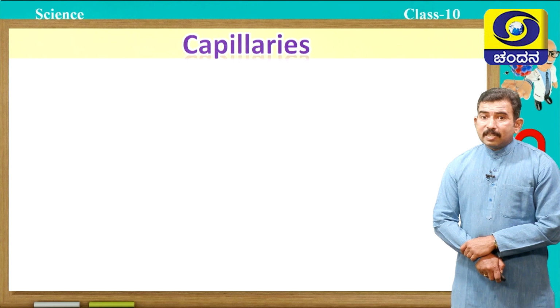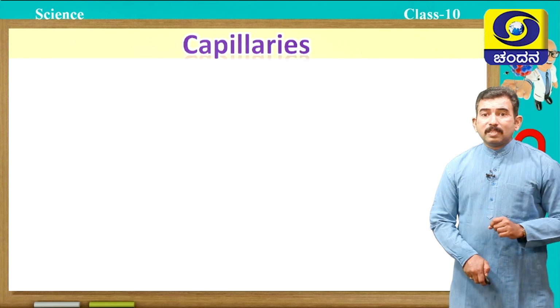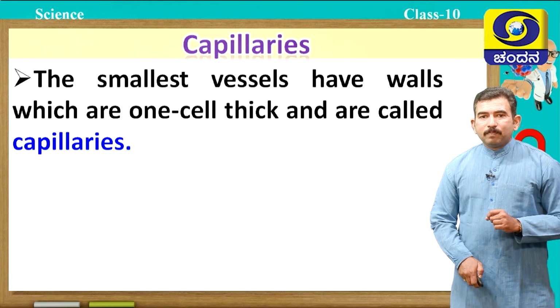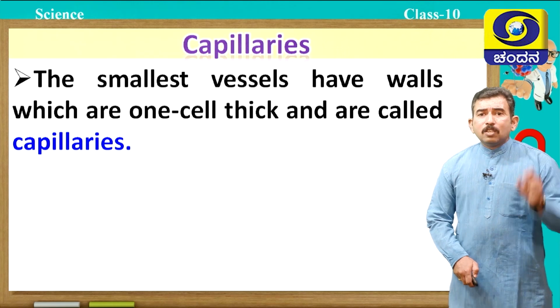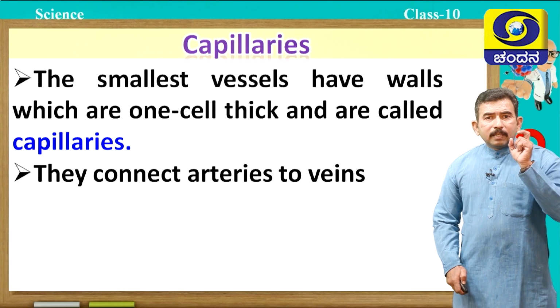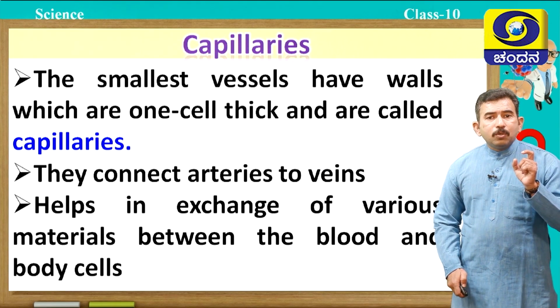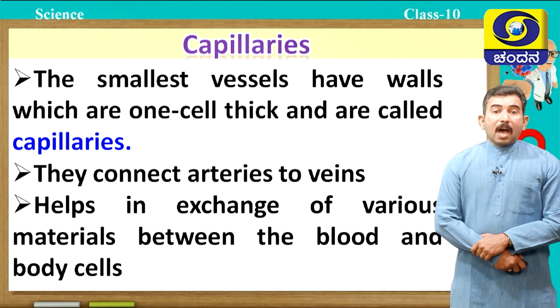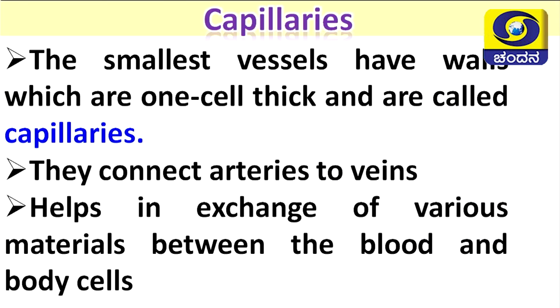Now let us discuss the third type of blood vessel, that is capillaries. These capillaries are the smallest vessels, have walls which are 1 cell thick, and these capillaries connect arteries to veins, and help in the exchange of various materials between the blood and body cells.